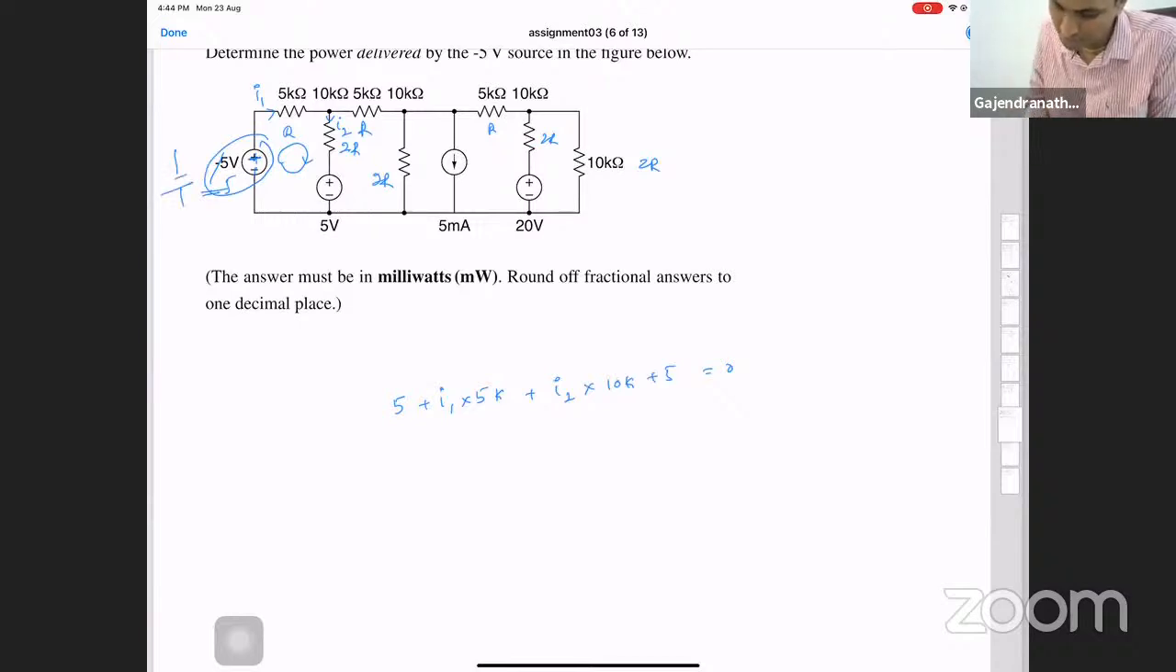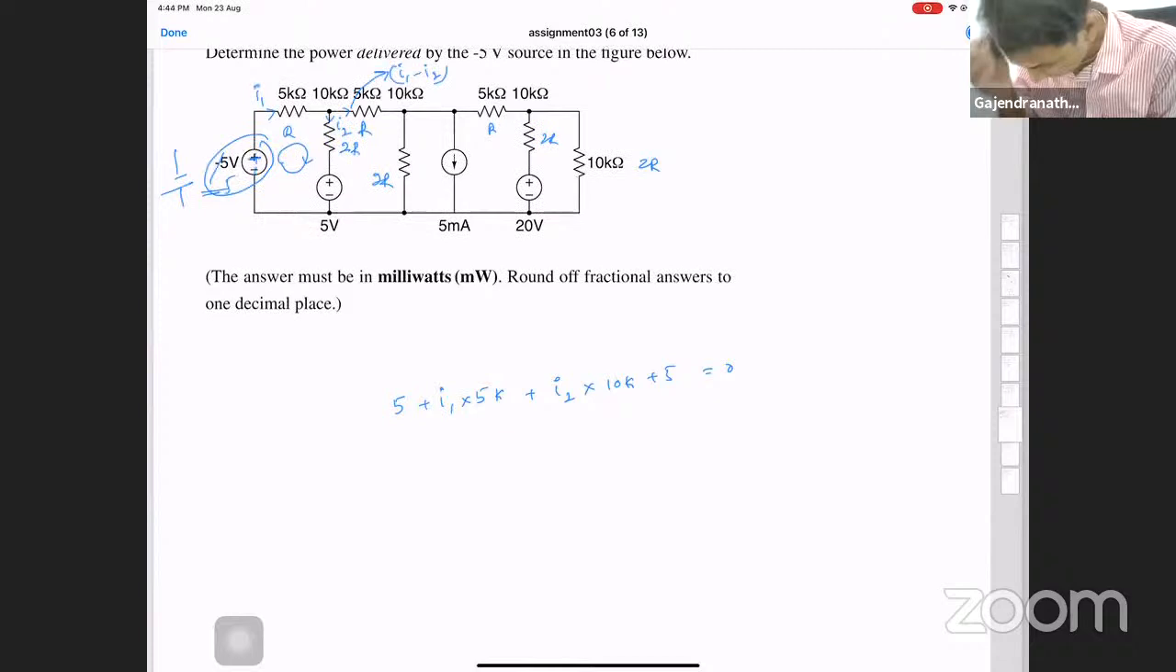So plus 5 plus I1 into 5K plus I2 into 10K plus 5 equal to 0. But in this equation, we have two unknowns and one equation. Now let's try to set another equation to solve for the I2. Let me call the current which is going in this branch of 5K as I1 minus I2.